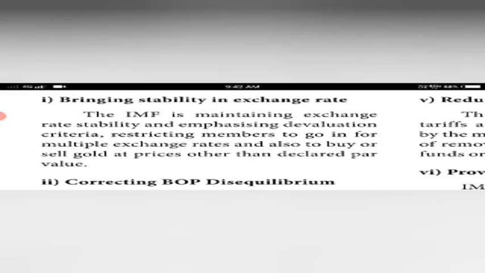How many members does the IMF have? I told you, there are 189 members. The member countries should be monitored by the IMF, and it restricts members from going in for multiple exchange rates and also from buying or selling gold at prices other than the declared par value. So with the par value determined, they can buy and sell gold at the declared par value.